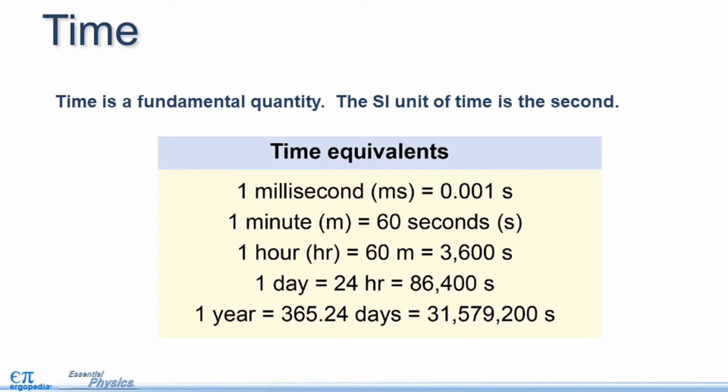Time is a fundamental quantity. The SI unit of time is the second. Here are some time equivalents. 1 millisecond is equal to 0.001 seconds, or 10 to the minus 3 seconds. 1 minute is equal to 60 seconds. 1 hour is equal to 60 minutes, which is 3,600 seconds. 1 day is 24 hours, which is 86,400 seconds. 1 year, which is 365.24 days, is equal to 31,579,200 seconds.